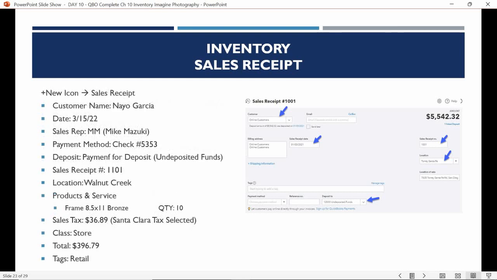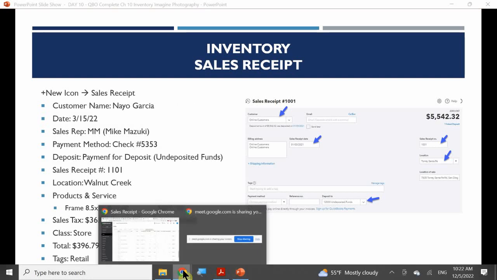So let's go ahead and do a second sales receipt here where we're going to sell to Miss Nao Garcia on the 15th of March. Okay? And she's going to pay with a check. Okay? Check number 5353, for sales receipt number 1001. And what we're going to do here is sell 10 more bronze picture frames. Okay, all right. So let's go ahead and complete that transaction here.